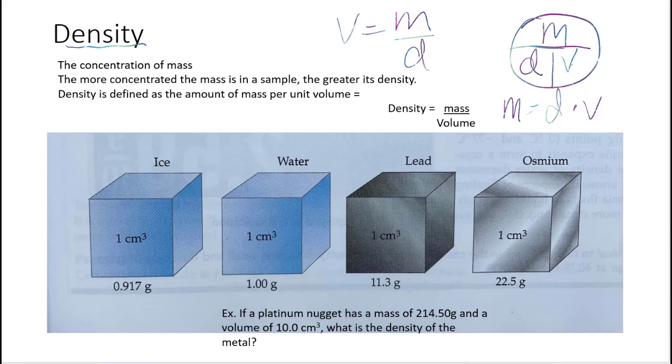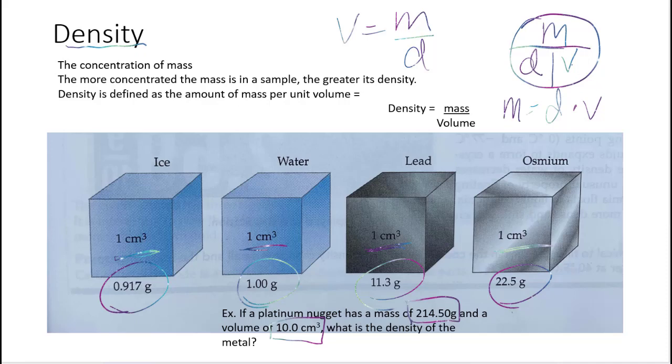Now, let's look at these. I'm given the mass of 4 different substances here: ice, water, lead, and osmium. And I'm given the volume of all 4 of these. So we could find the density of all of these, mass divided by volume, for each one of them. Now it says if we have a platinum nugget that has a mass of 214.50 grams and a volume of 10 cubic centimeters, what is the density of that metal?